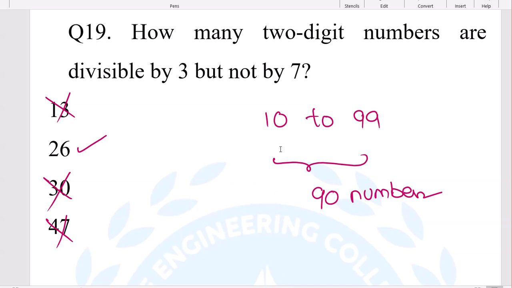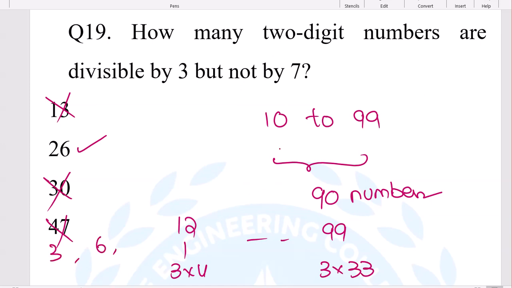Okay, every 3 numbers it should be divisible, like 12, then 15, like that. 12 is nothing but 3 into 4. The last number is 99, which is 3 into 33. So actually 3, 6, 9: if I start from the first one, 3 into 1, 3 into 2, 3 into 3. Okay, like this. How many numbers? 33 numbers are there from 1 to 99.